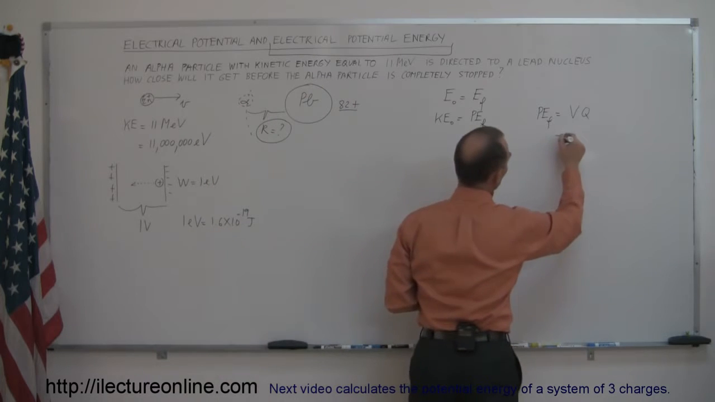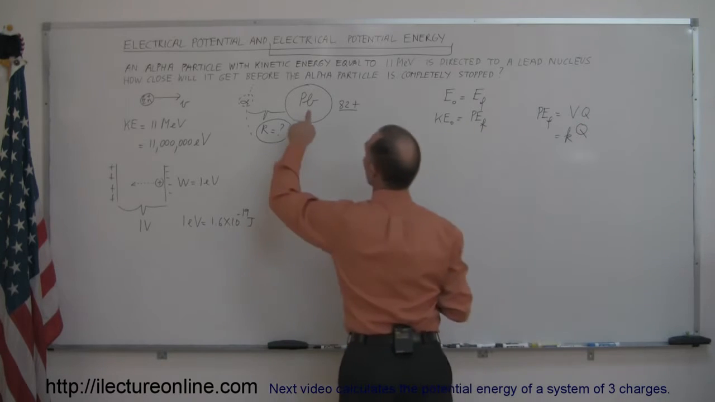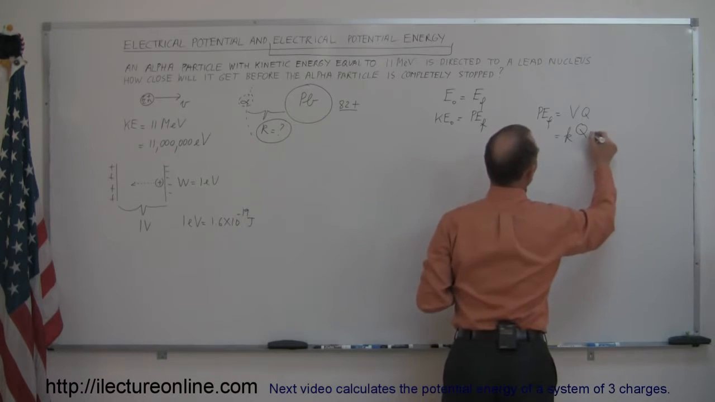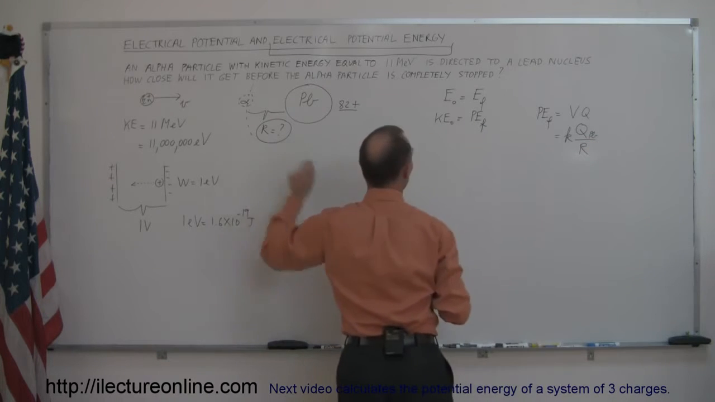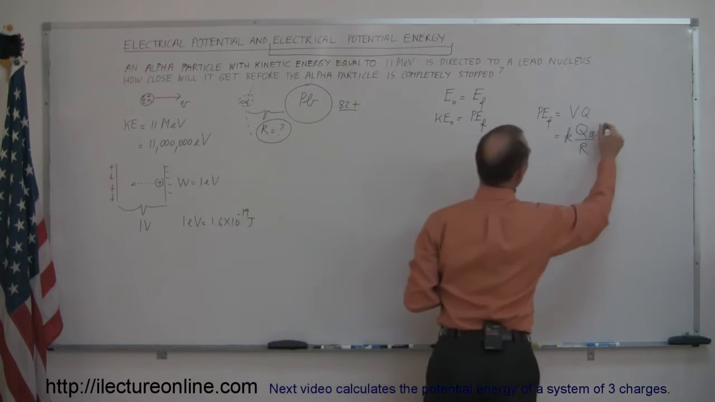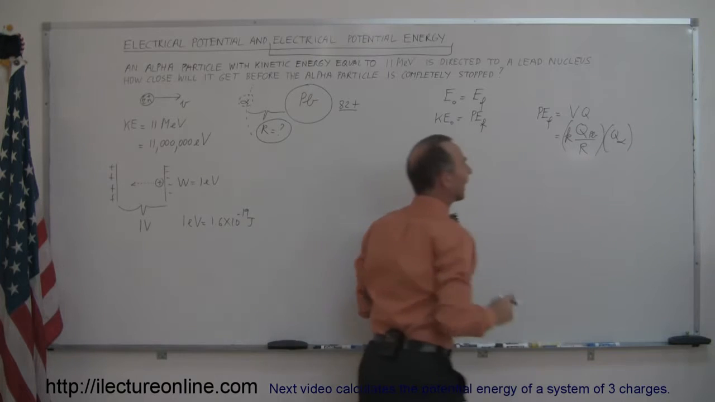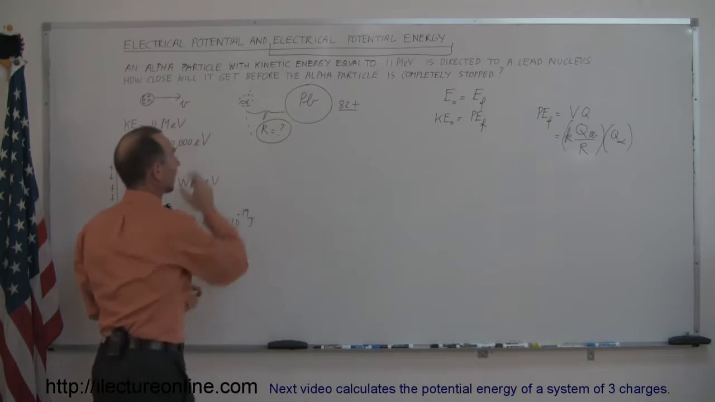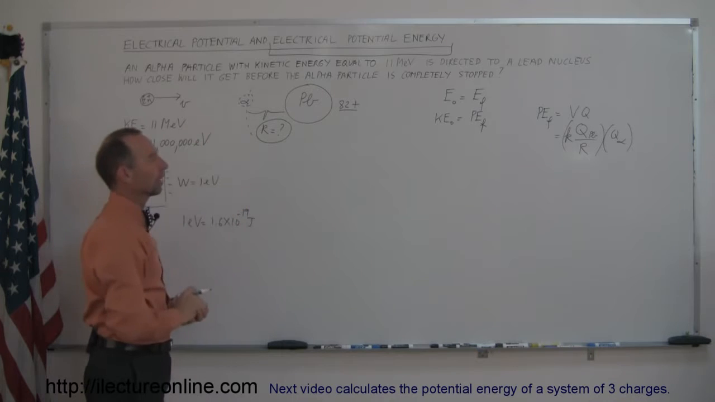So the potential energy is going to be K times Q of the lead nucleus, Q sub Pb, divided by the radius that we're looking for. That's the voltage or the potential at that location, and then we multiply that times the charge, Q of the alpha particle, and that will give us the potential energy at that location.